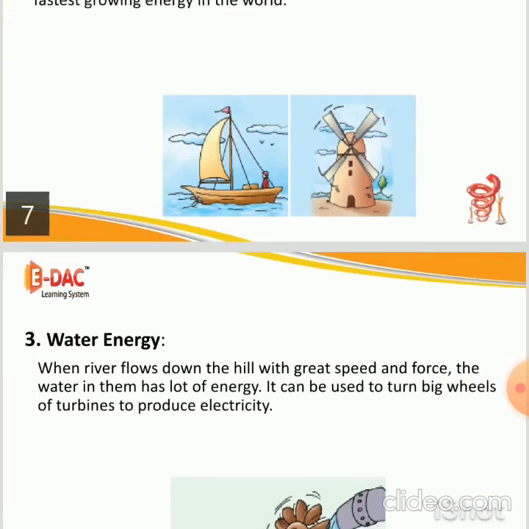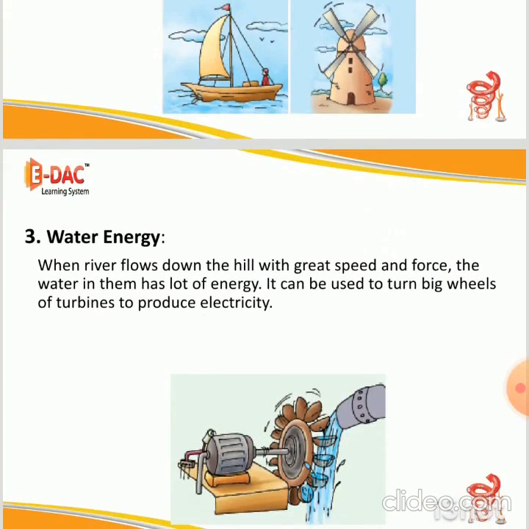Then the second type of energy is called wind energy. Energy produced by the movement of air is called wind energy. This energy is used to sail boats and work windmills. It is the fastest growing energy in the world. So the energy which is being produced by the movement of air is called wind energy simply. It is being used in windmills and to sail boats, right?